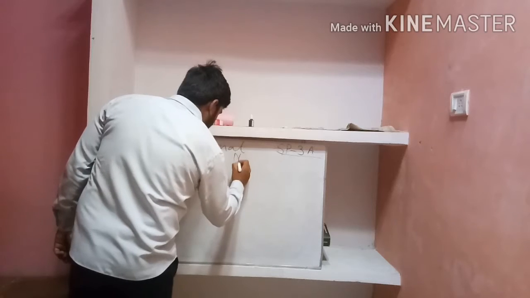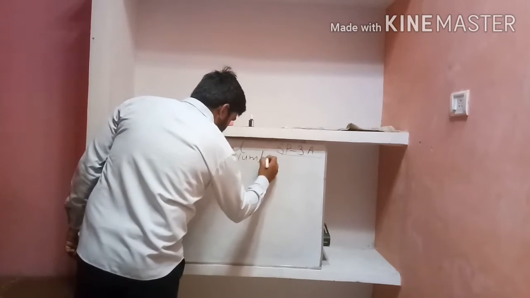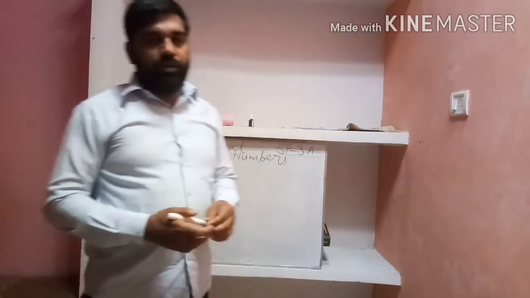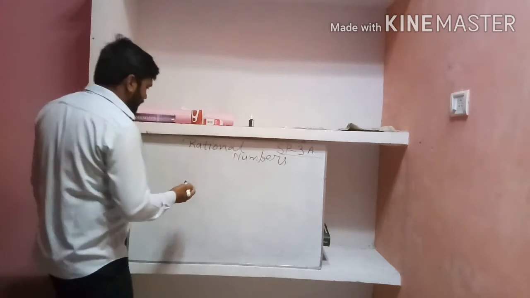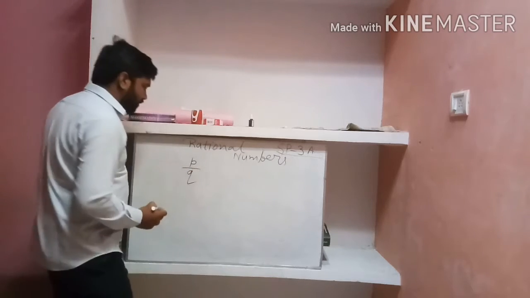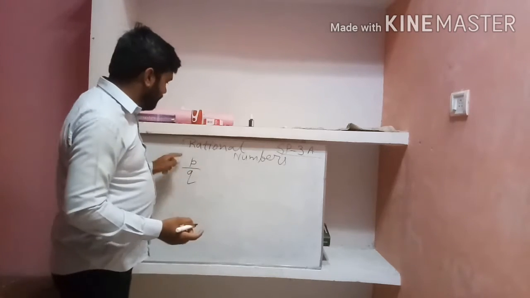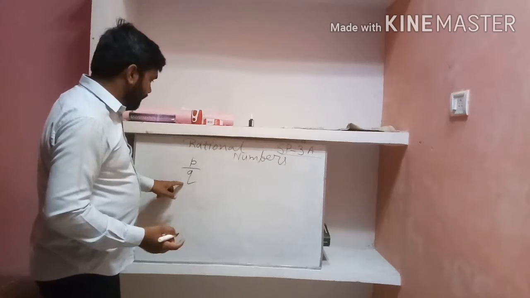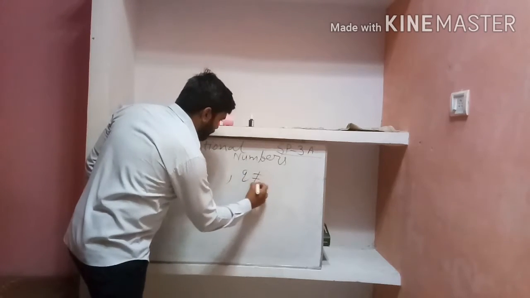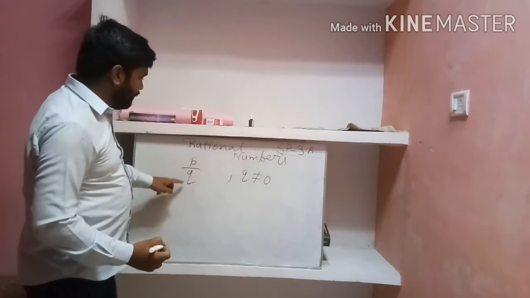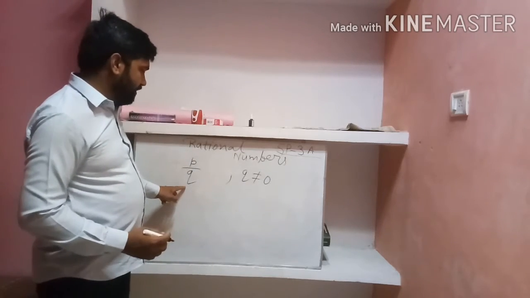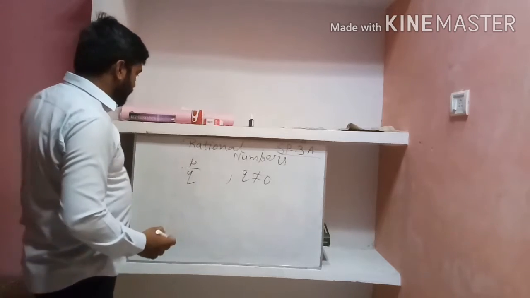Rational numbers. Any number which can be expressed in the form of p by q, this is the fraction form, such that q is not equal to 0. Q should not be 0, and p and q have no common factor except 1. If p and q have no common factor except 1, then that number is called a rational number.